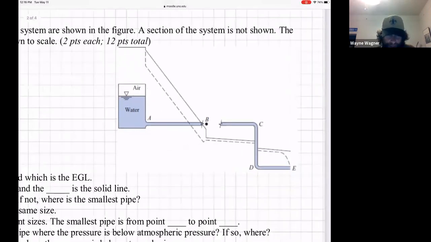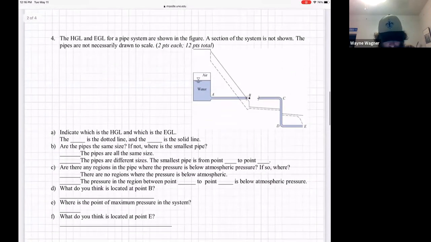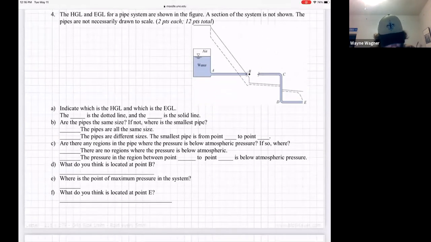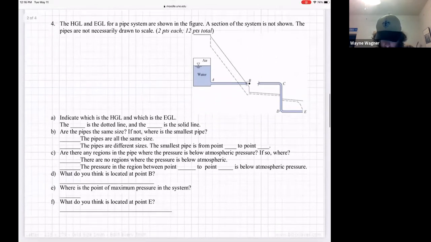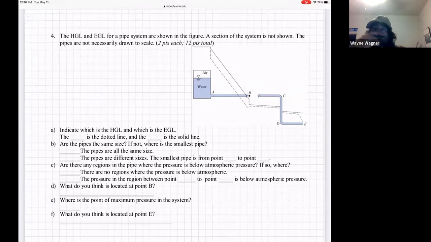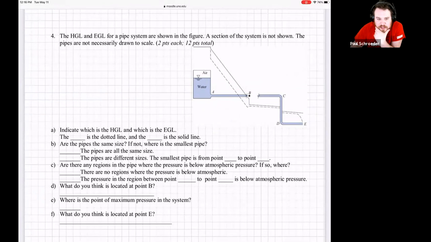No big deal. All right, let's see here. What do you think is located at point B? An abrupt expansion? Yes.